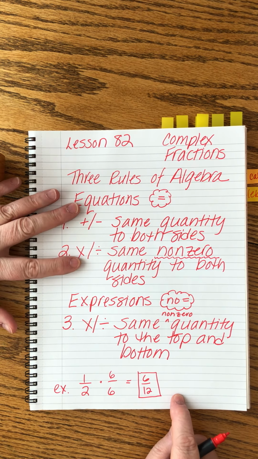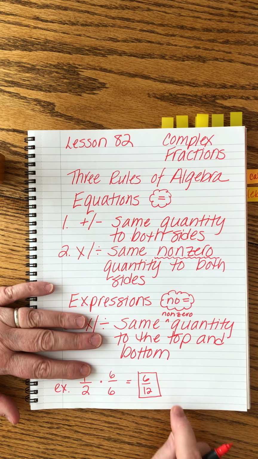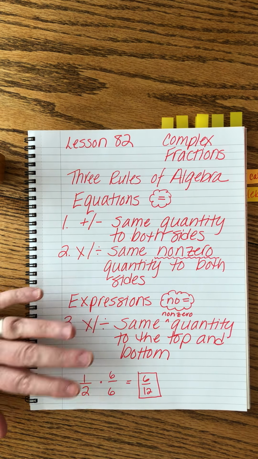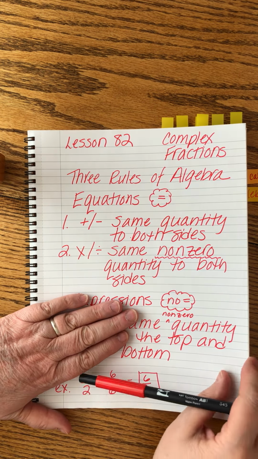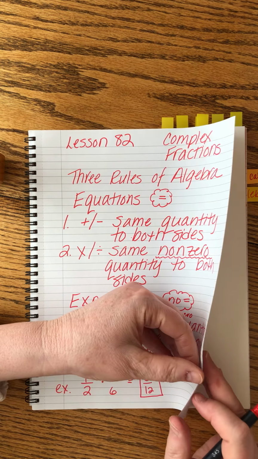So these 2 work for equations. This is the one that we use for expressions, no equal sign. And this is the one that we use with complex fractions. Just wanted to remind you that these 3 categories exist.